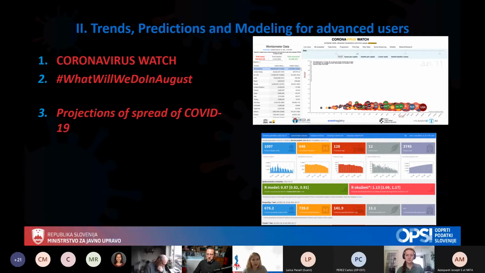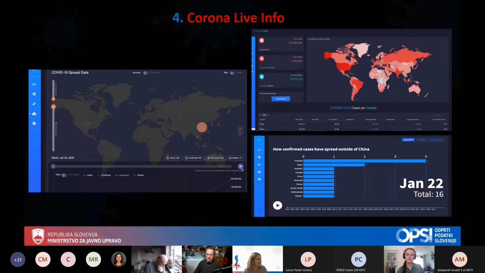And the last one is the Corona Live Info. It was developed by a researcher at the Jožef Stefan Institute and is showing the spreading of corona around the globe. It offers an easy and user-friendly overview of statistical data by individual countries or combined worldwide. If interested, the user can also go more in depth of the data.